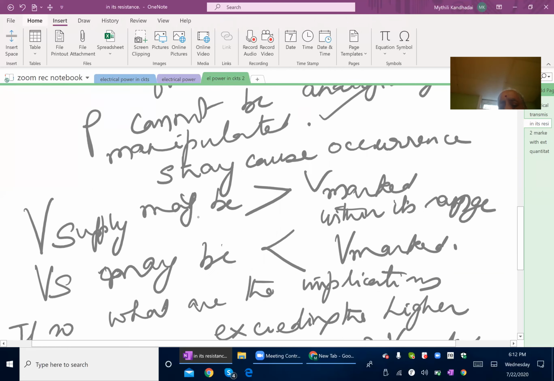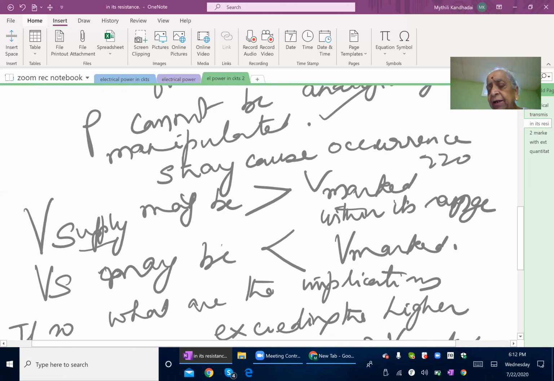Now, V supply may be greater than V marked, or V supply may be lesser than the V marked. What is the meaning of that? Due to some weather conditions or some stray cause, suddenly there may be a fault in the transformer which is transmitting the power from the main station to the respective homes. Because of some transformer problem, there may be a V supply which will be greater than V marked or less than V marked.